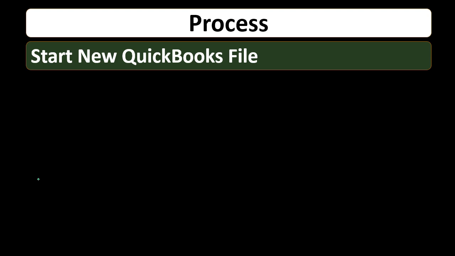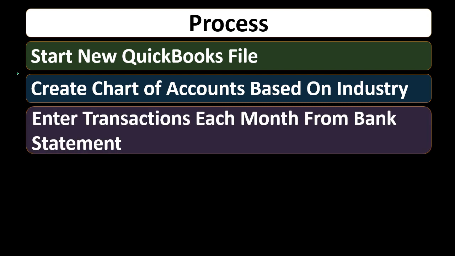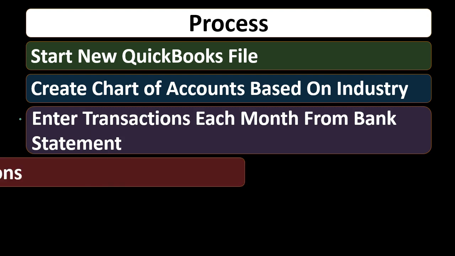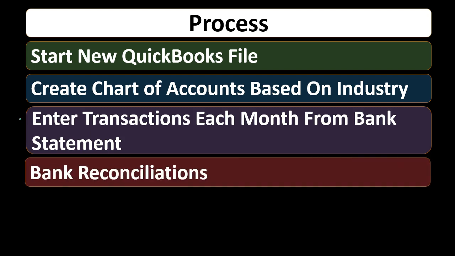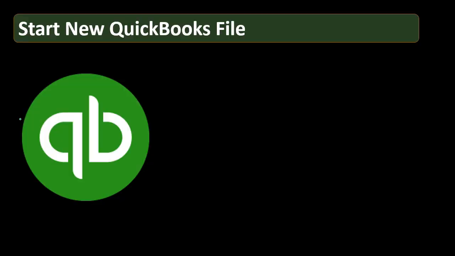The actual data input into the QuickBooks system will typically start with, for the first month, the starting of a new QuickBooks file. We'll make the QuickBooks file. We will then create a chart of accounts based on the industry within QuickBooks. We're then going to enter the transactions each month from the bank statement. So we'll get the bank statement from the client and use that to enter into QuickBooks the deposits and all the checks and outflows and inflows. Then we'll reconcile the checking account in the QuickBooks system to provide assurance. Then we'll provide monthly reports to the client. Let's break that out in a little bit more detail.